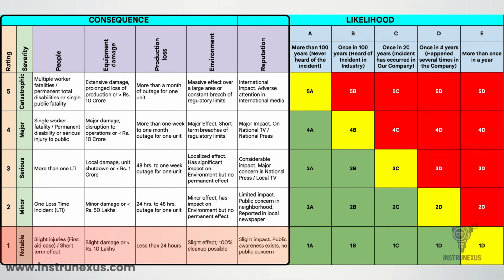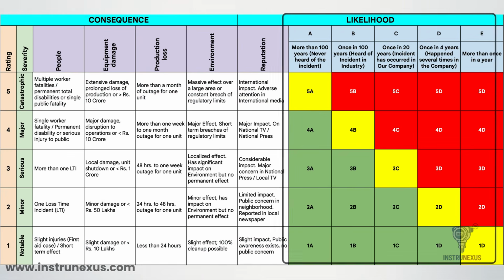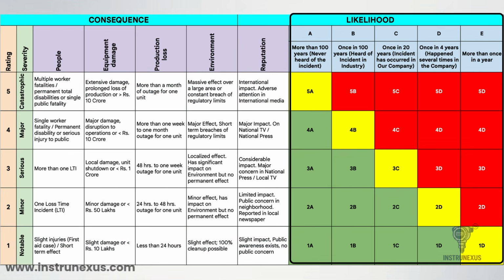We rate severity from 1, being notable minor injuries, up to 5, which is catastrophic, involving multiple fatalities or massive environmental damage. Next, we map this against likelihood on the right. This ranges from A, an event happening once in 100 years, to E, an event occurring more than once a year. By intersecting these two axes, we find our risk ranking.